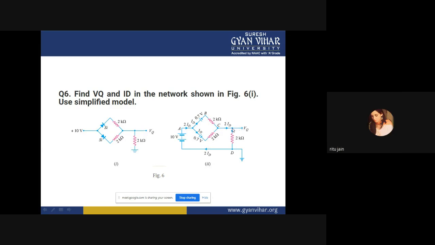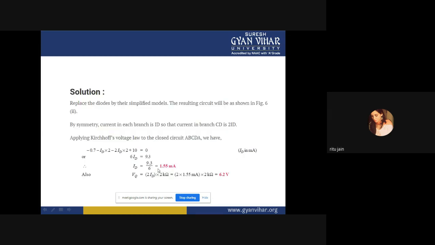At this point the voltage is VQ and the current flowing is 2ID. There are two methods by which you can calculate this voltage. At this point the voltage is VQ, and at this point the voltage is zero because it is connected to the ground. So VQ minus VD is equal to 2 into 2ID, and the value of ID is 1.5. So the voltage at this terminal VQ is equal to 6.2 volt.